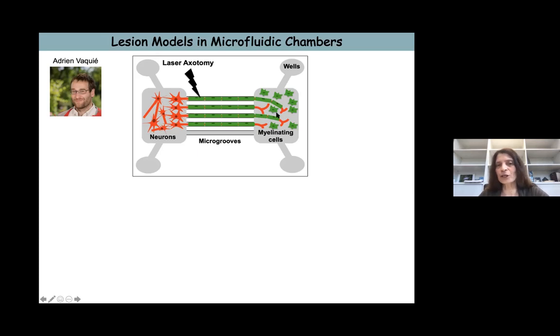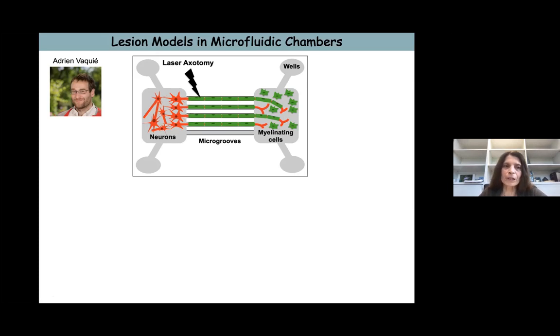And in the second chamber, we have myelinating cells, either Schwann cells or oligodendrocytes. The Schwann cells can also interact with axons in the microgroove fully, so they go fully in the microgroove, whereas oligodendrocytes do not go fully, but they also myelinate either in the microgroove or in the chamber.